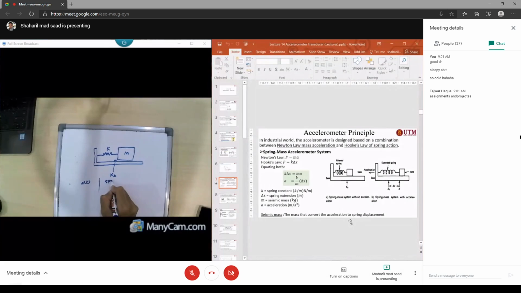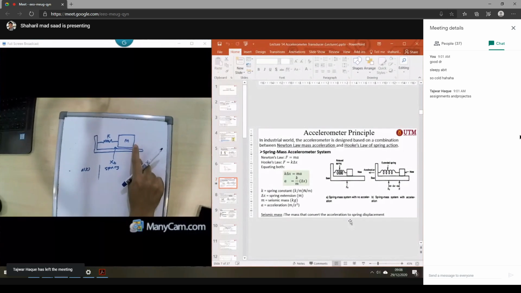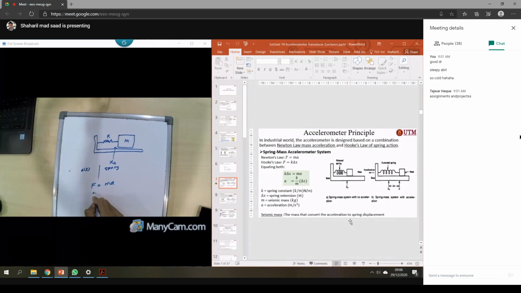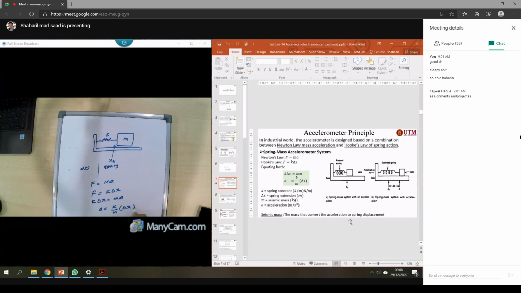The spring. If you learn about the control engineering subject, what you can get here is F equal to MA, right? And for the spring, F is also K times X, Kx. So K times X equals MA, right? And then the acceleration is equal to K over M times the displacement of X.